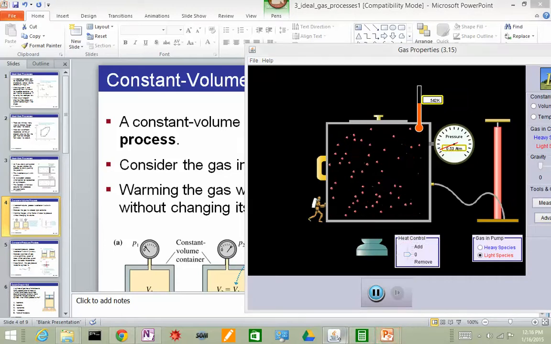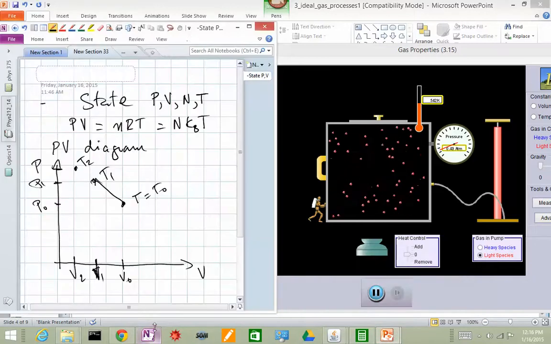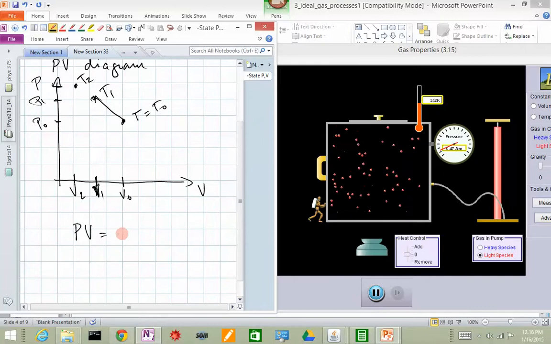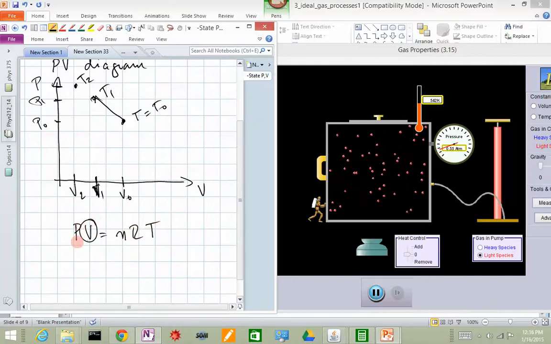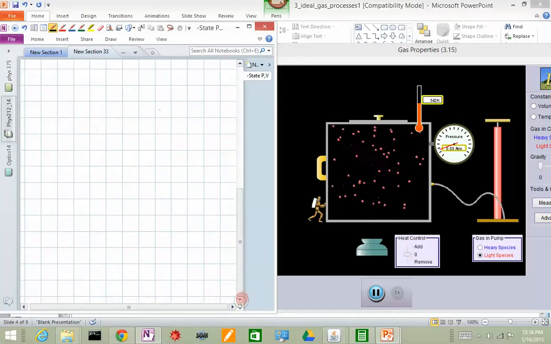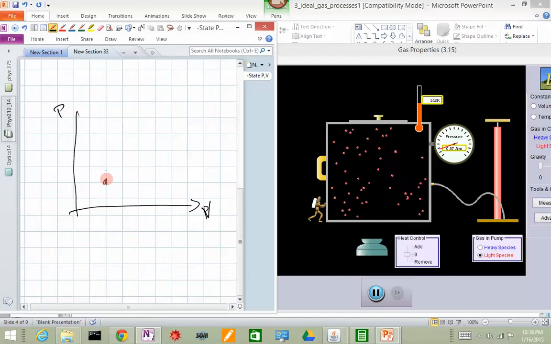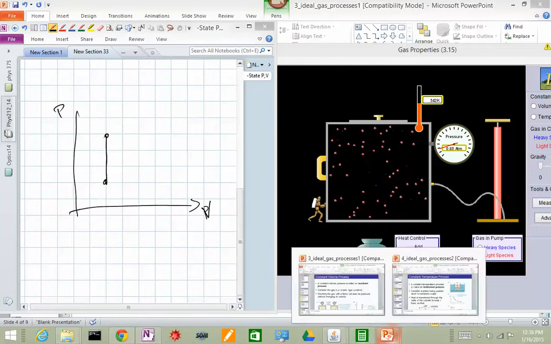If you write this equation here, then you have PV equals nRT. This is constant, right? So I could change the temperature or the pressure and keep the volume constant. In a PV diagram, if this is V and this is P, a constant volume process is this type of process here. Okay, so let's go back to the slides now.